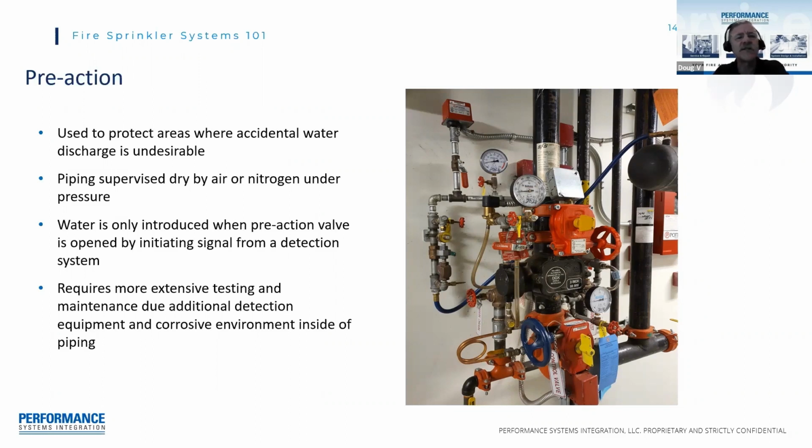So pre-action systems are typically used to protect areas where accidental water discharge is undesirable. The piping is supervised by nitrogen or air under pressure, just like a dry system, but water is only introduced into the system when we have an action from a fire alarm panel or some other detection device that will open that valve and charge the system with water.